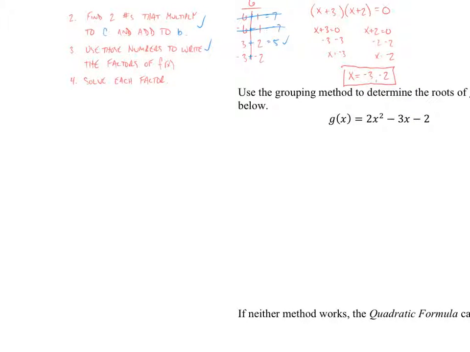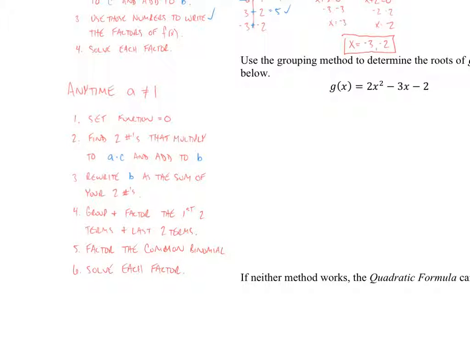So for a function like g of x, a is not 1. So we're going to have to use this new set of steps. Again, I would pause the video and write down these steps because some of them are new. The first step is the same. Just set it equal to 0. 2x squared minus 3x minus 2 equals 0.